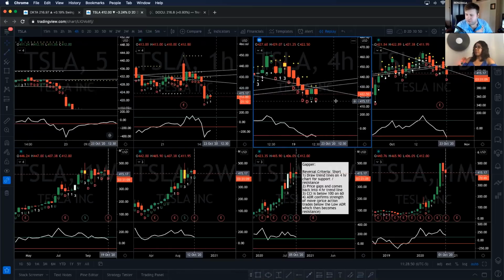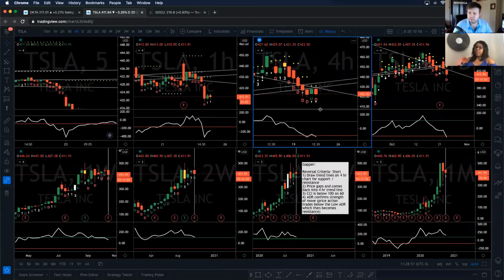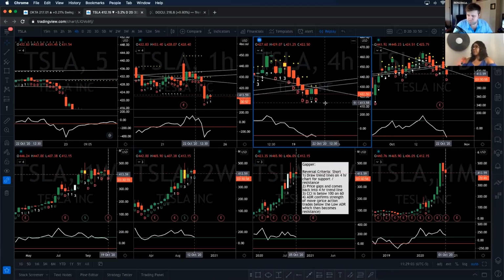And real quick, Dede, do these 4-hour candles include the extended sessions, the pre and post market, or are they just the regular hours? No, these are just regular hours, update at the bottom of the hour. There you go. Great question, Maruti. Okay.